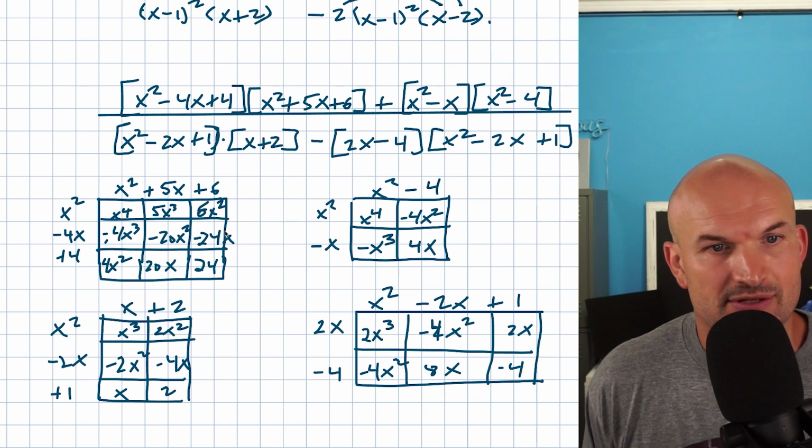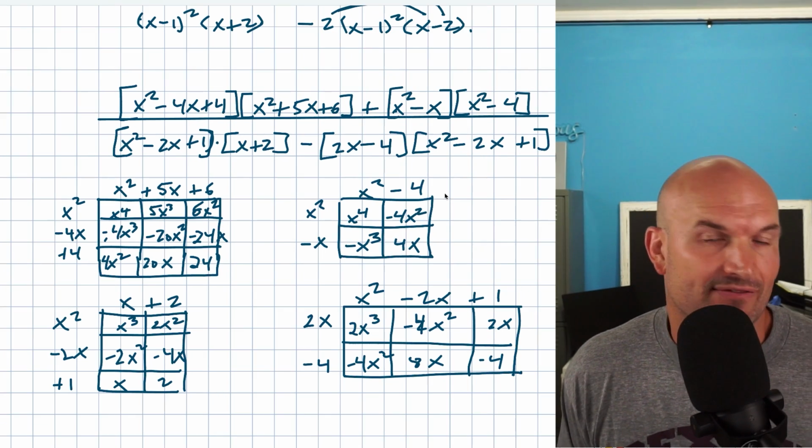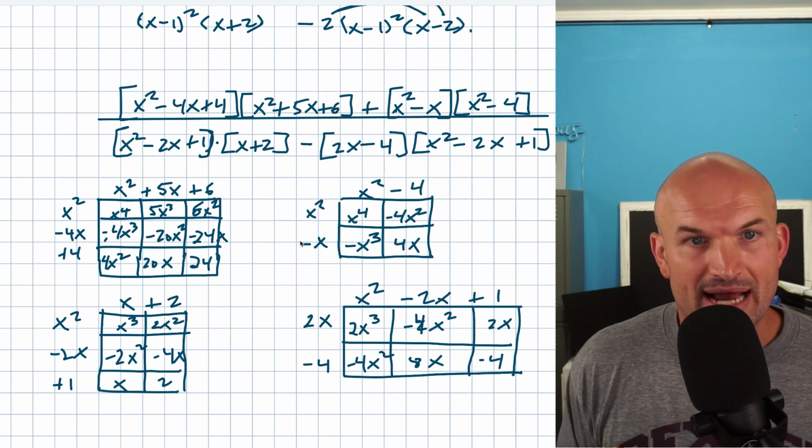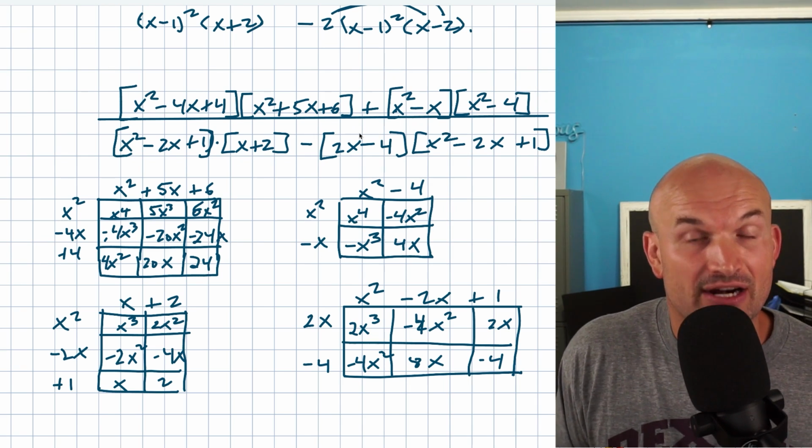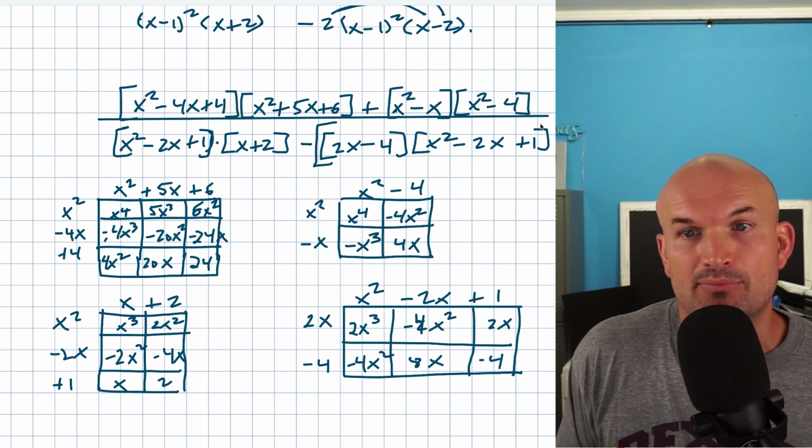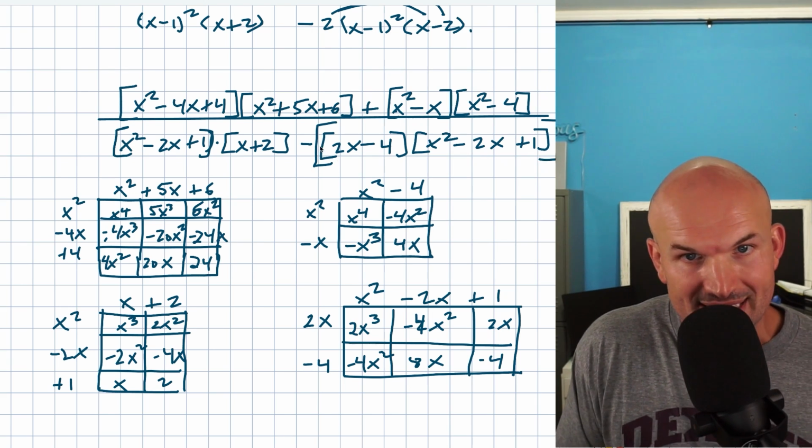So here you can see we have some like terms on the diagonal. Here we do not have like terms because we have some missing terms, which is okay. So now what I'm going to do is go ahead and rewrite these. And it's very important for this problem, we need to make sure we put an extra set of brackets because we're subtracting this whole product.